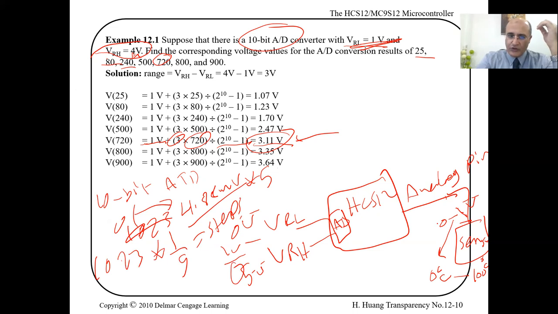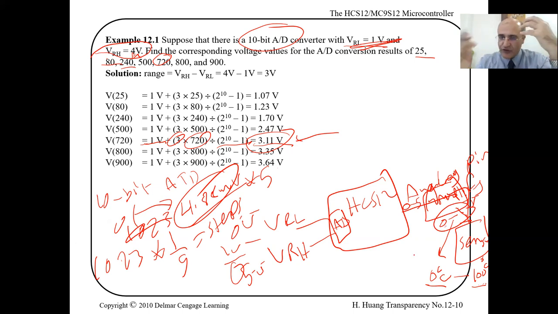If the 0 to 1 represents 0 Celsius to 100 Celsius, your step size is still 4.88 millivolts. But if you take this voltage and amplify it to make the range 0 to 5 instead of 0 to 1, then you increase your resolution, your accuracy, by 5. The 4.88 millivolts are not going to represent 5 Celsius, they're going to start representing 1 Celsius. You will have more steps representing the same temperature range.